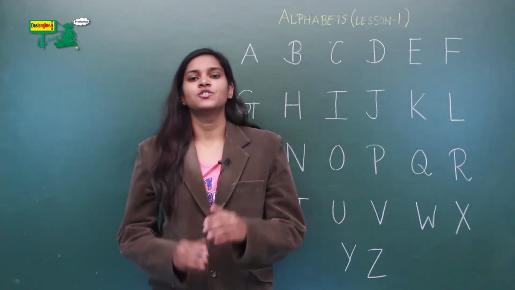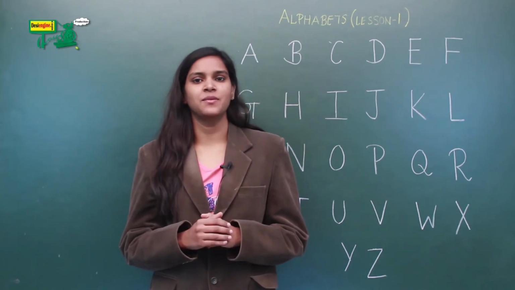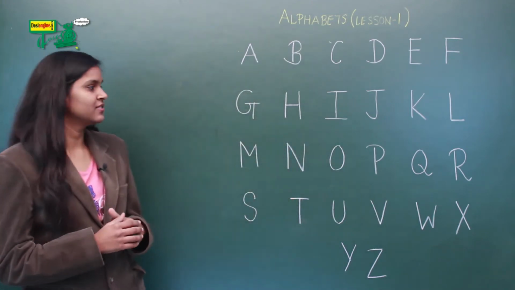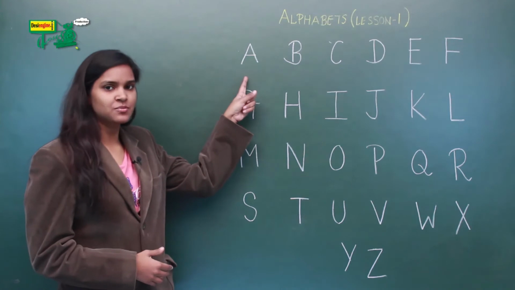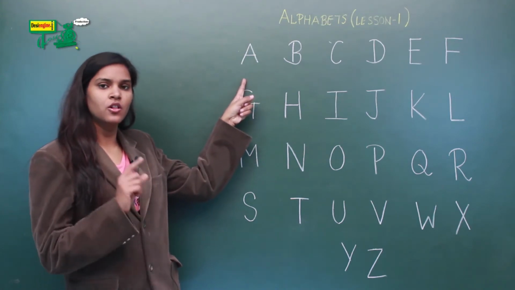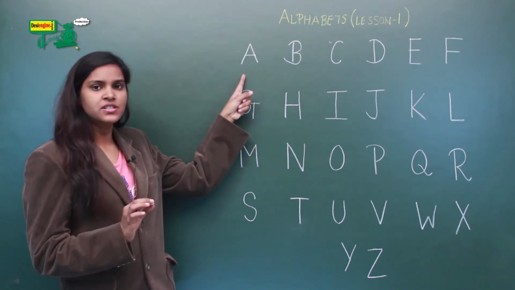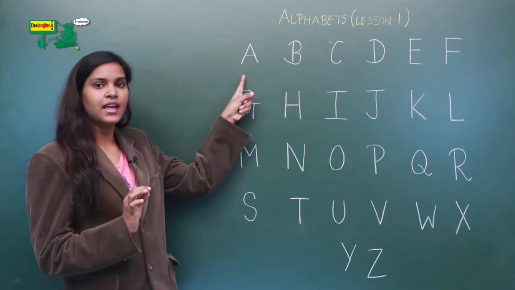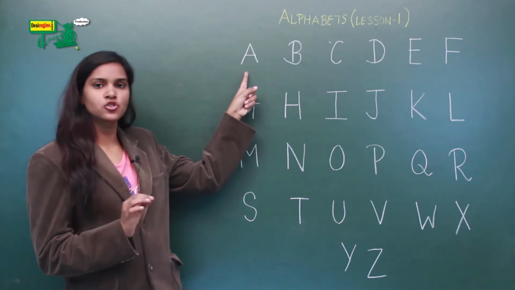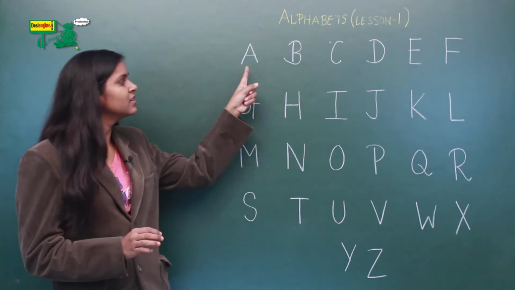Hello friends, today we are going to learn about alphabets and the respective sound that they make. So let's get started. The first alphabet is A and it has two sounds, one long sound and one short sound. The long sound is A as in ape and the short sound is A as in apple.